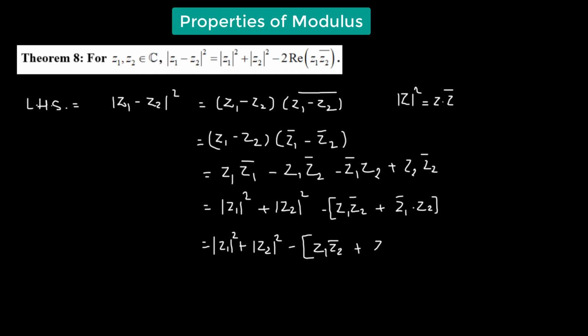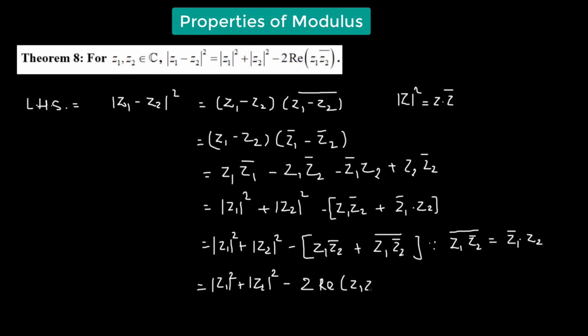z1 bar times z2 can be rewritten as the conjugate of z1 times z2 bar, since the conjugate of z1 times z2 bar is equal to z1 bar times z2, or vice versa. So this is it. Now that gives us mod z1 squared plus mod z2 squared minus, so we are adding a complex number given by z1 times z2 bar and adding it to its conjugate, so that should give us 2 times the real part of z1 times z2 bar. So this is the proof of the right hand side.